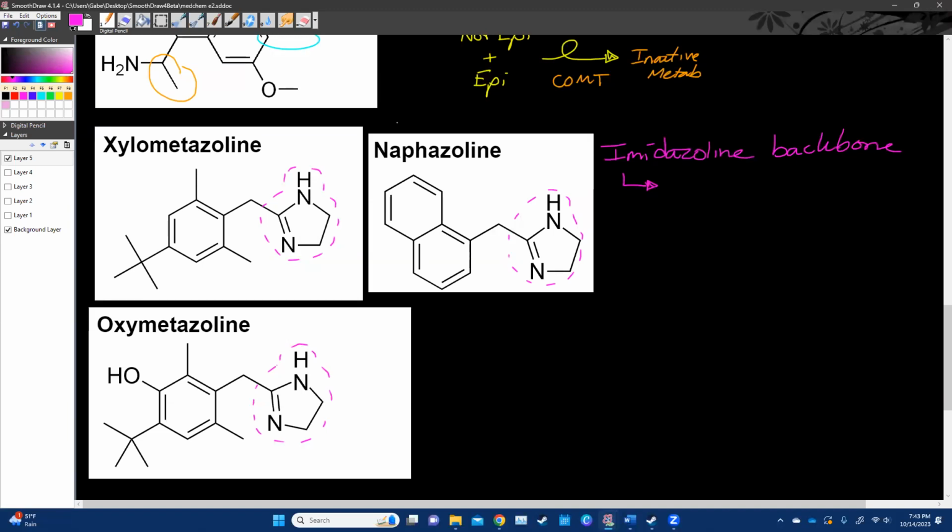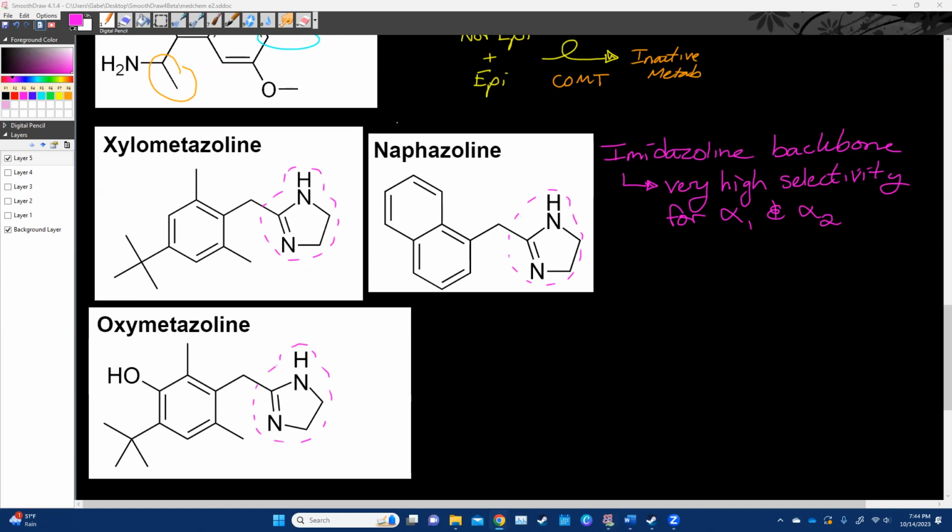What's interesting about having this imidazoline ring is that imidazoline has a very, very high selectivity for the alpha receptors. Very, very, very high.